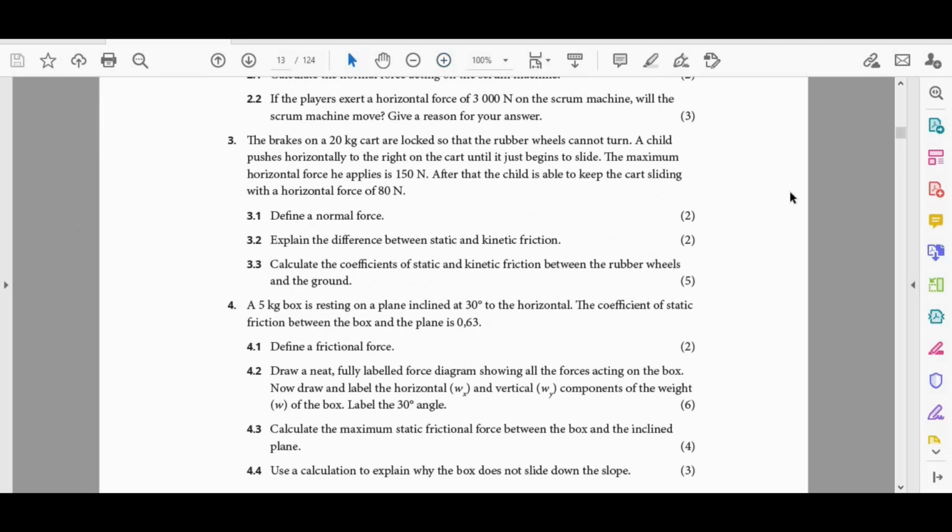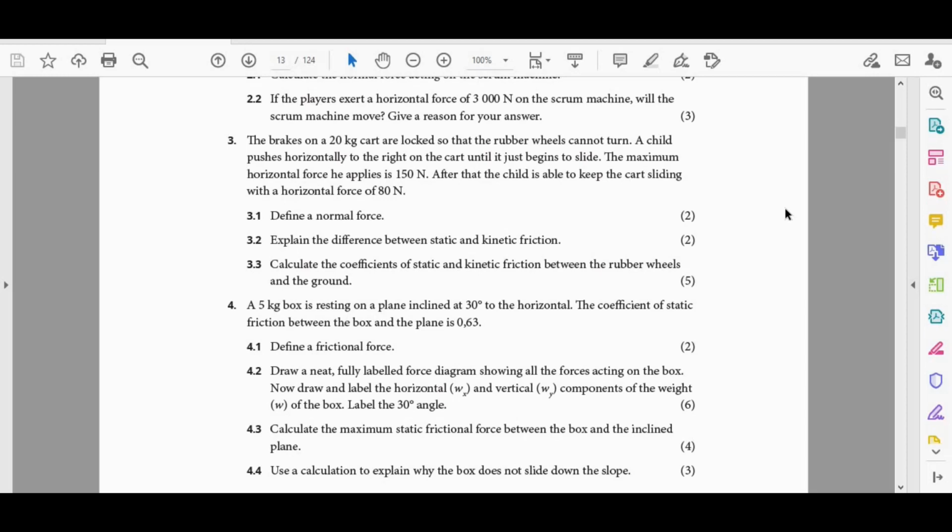So maybe zoom in a little bit. Awesome. Just begins to slide. The maximum horizontal force he applies is 150 newtons. After that, the child is able to keep the cart sliding with a horizontal force of 80 newtons. So let's read that again. After that, the child is able to keep the cart sliding with a horizontal force of 80 newtons. 3.1, define a normal force. Definition.